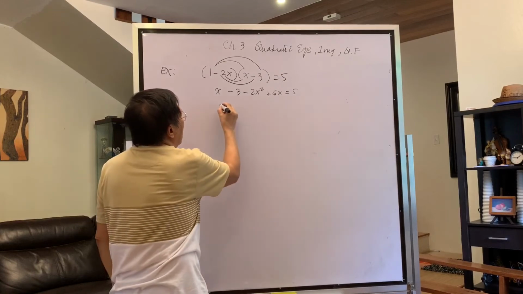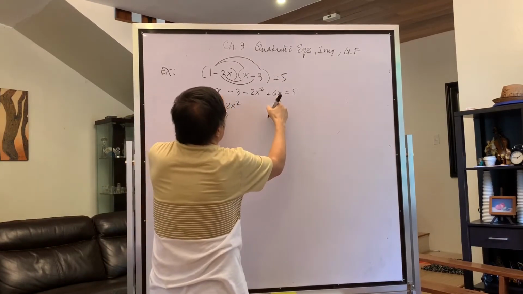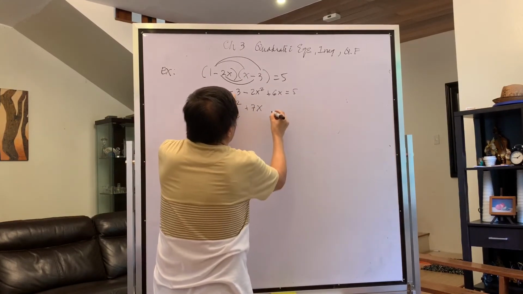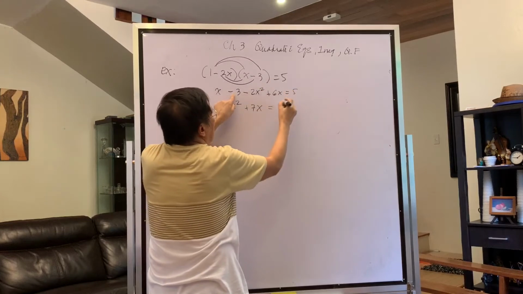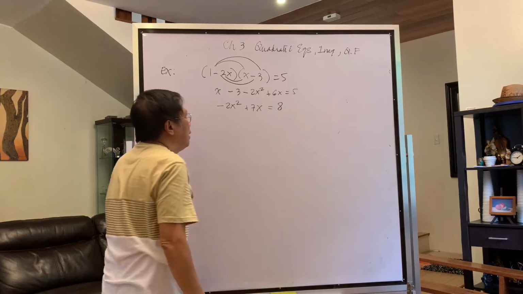Combining like terms, I will have here negative 2x squared. x and 6x will give me 7x. And the minus 3, I'm going to bring it to the other side. It becomes a plus 3, so I will get an 8 on the other side already.